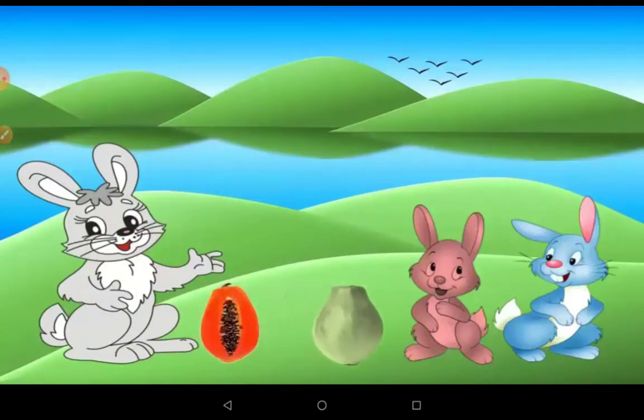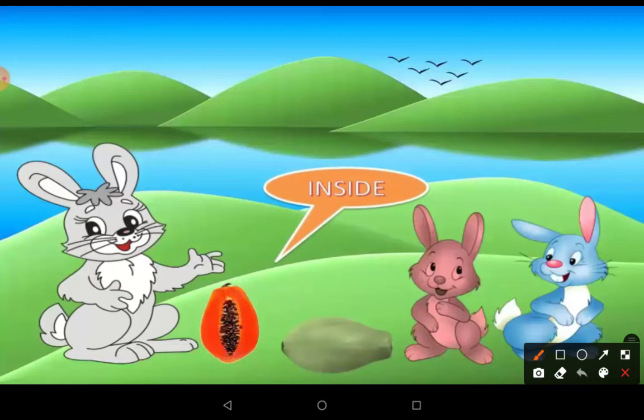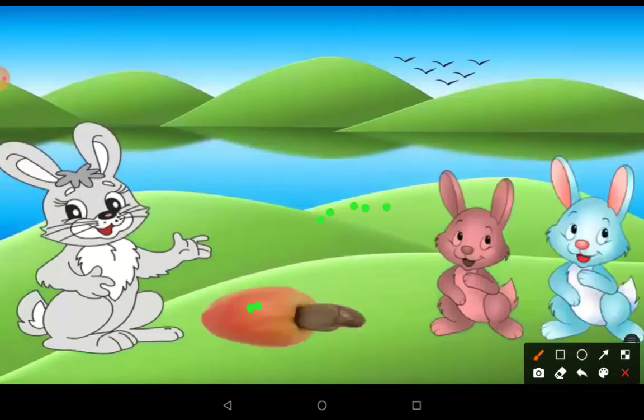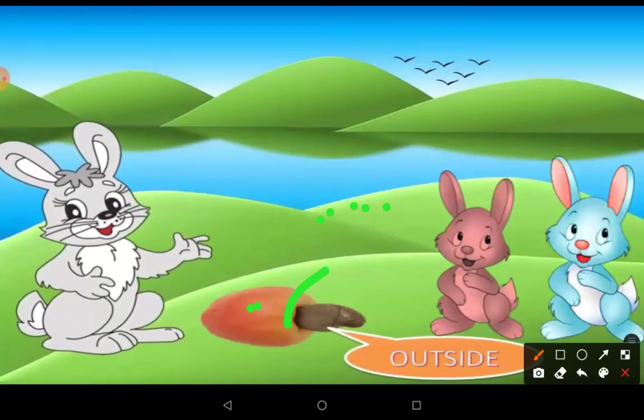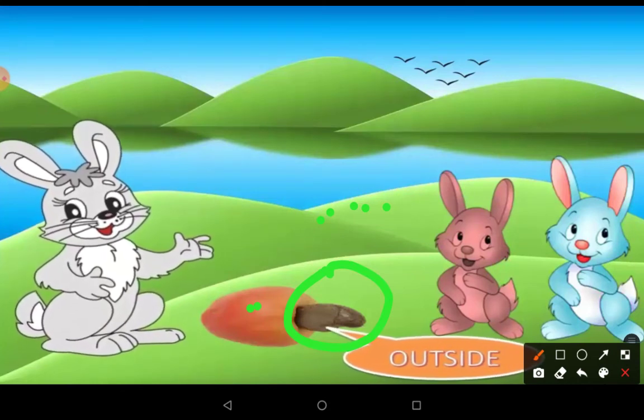And then the next one is the rabbit is going to show another thing. See the papaya. Now only we learnt, right? Where are the seeds of the papaya? The seeds of papaya are inside. I-N-S-I-D-E, inside. Now see this cashew. Where is the nut? It is outside. O-U-T-S-I-D-E, outside. Outside the cashew fruit, outside.